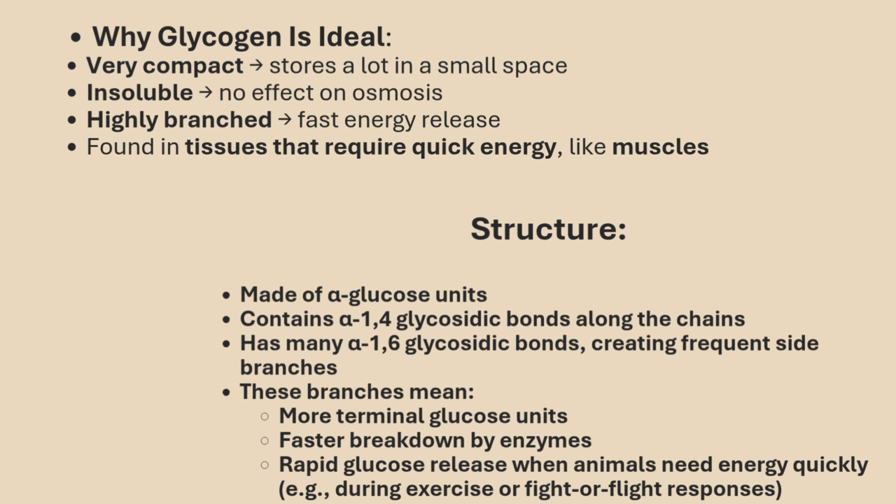Structure. Made of alpha-glucose units. Contains alpha-1,4 glycosidic bonds along the chains. Has many alpha-1,6 glycosidic bonds, creating frequent side branches. These branches mean more terminal glucose units. Faster breakdown by enzymes. Rapid glucose release when animals need energy quickly, for example, during exercise or fight or flight responses.